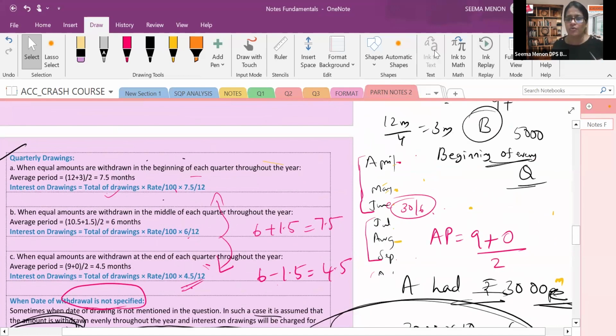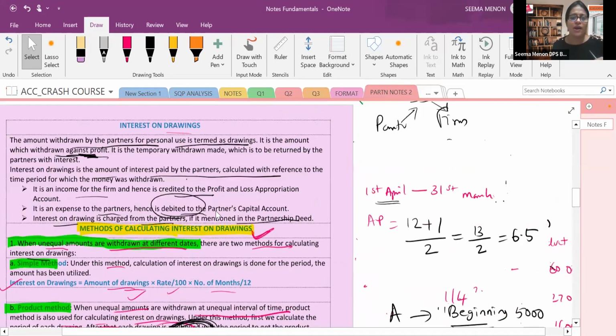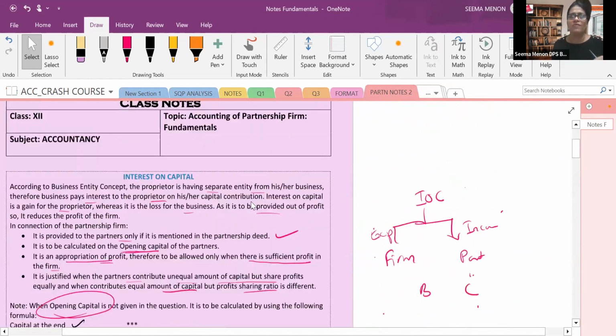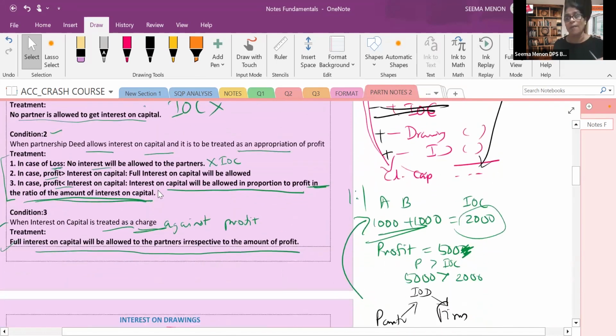Right. So children, let's recapitulate. We started with interest on capital. Interest on capital is always an appropriation of profit. But if it is mentioned in the question as charge, even though there is a loss, you have to give. Appropriation में 3 cases. Loss है तो you will not give. Appropriation profit less, always you will have to take the appropriation ratio or interest on capital ratio. Profit more, nothing to worry.